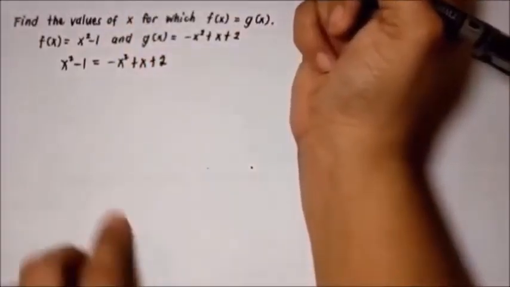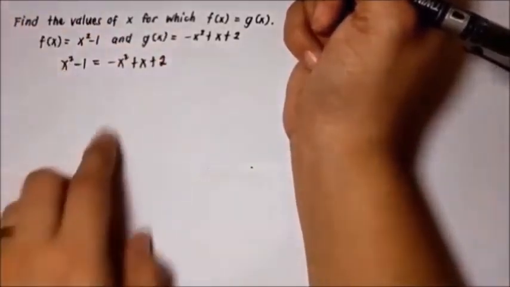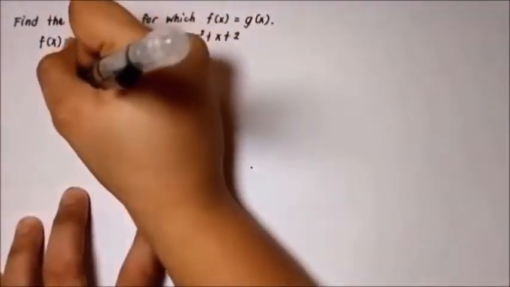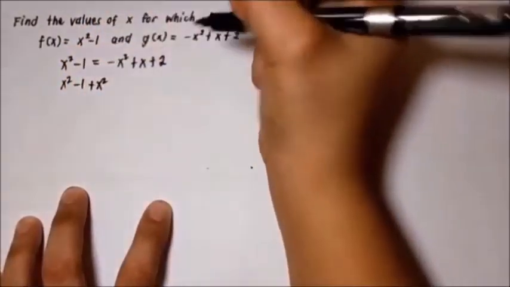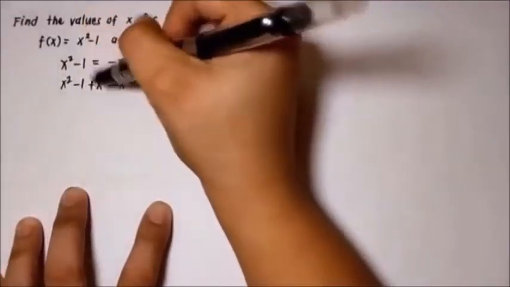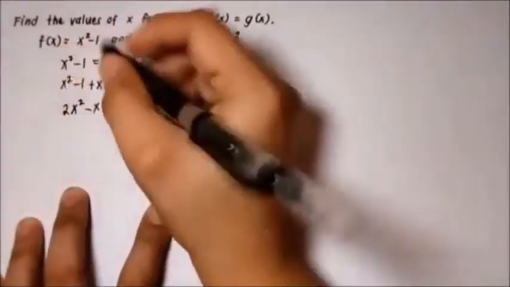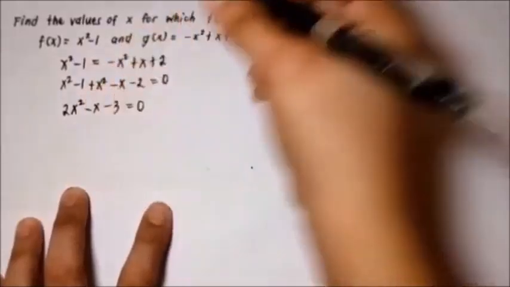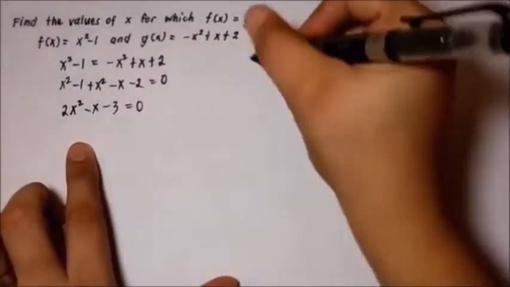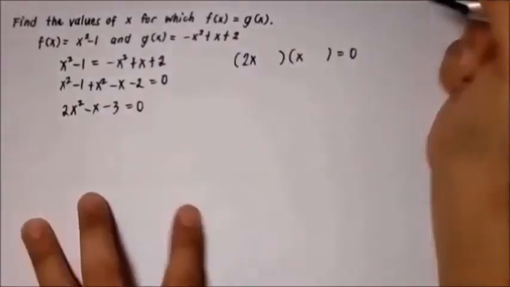So let's transpose all the variables, all the given polynomials on one side. So let's transpose this. This is negative, it would become positive. So x squared minus 1 positive x squared, then transpose that, negative x, negative 2 equals 0. So we have 2x squared, and then negative x, and then negative 3 equals 0. So we will now factor out. So what would be the factors? So we have 2x squared, so 2x and x, and that would be equal to 0.